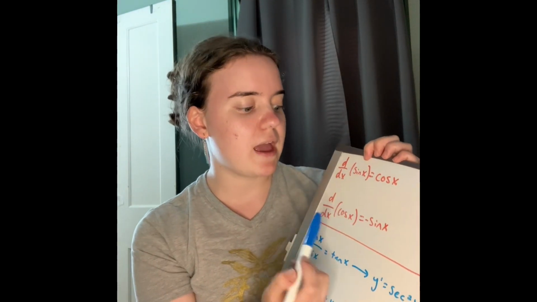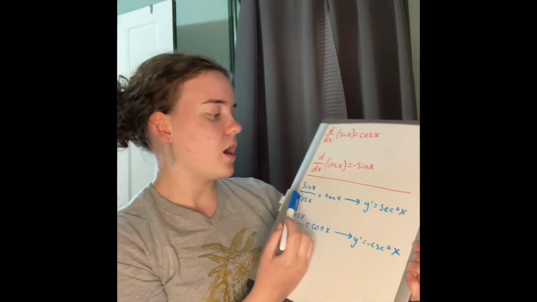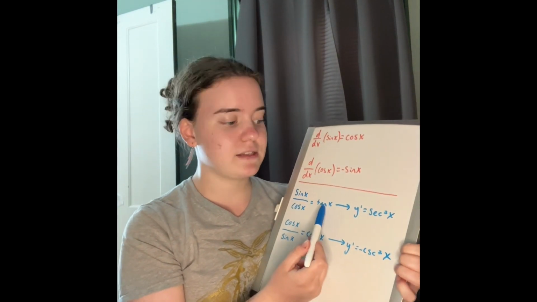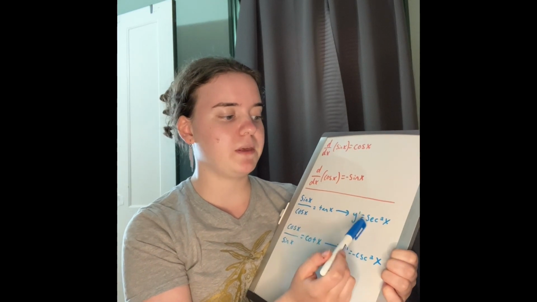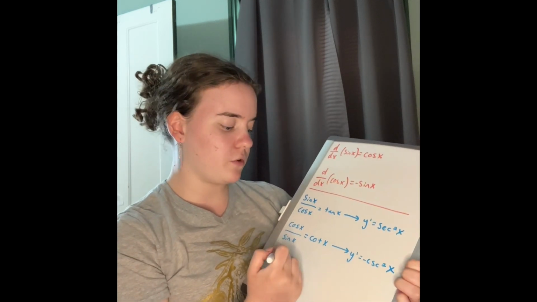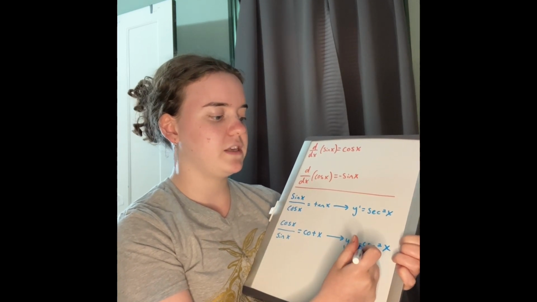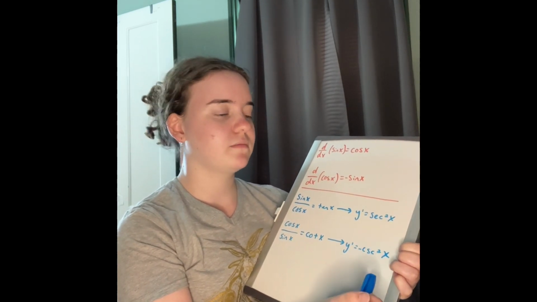Okay, so now we're on to Unit 5, exponential and trigonometric derivatives. So sine x, the derivative of that is cos x. And cos x, the derivative of that is negative sine x. You can flip it, so negative cos x will be positive sine x, and you can flip this one as well. And then using trig identities and such, we know that sine x over cos x equals tan x, and the derivative of that will then be secant squared x. And then cos x over sine x is cot x, and the derivative of that is negative cosecant squared x.